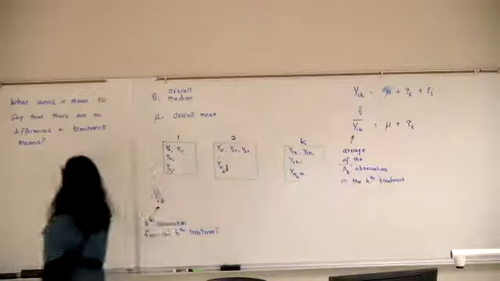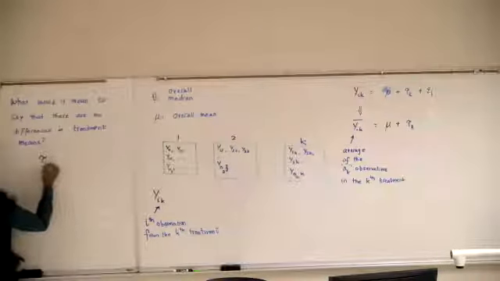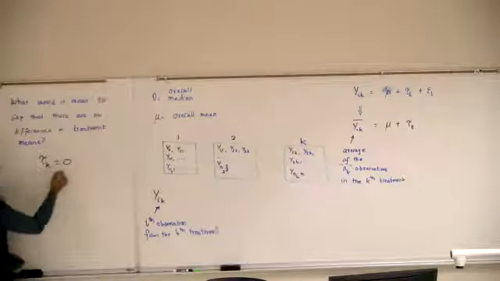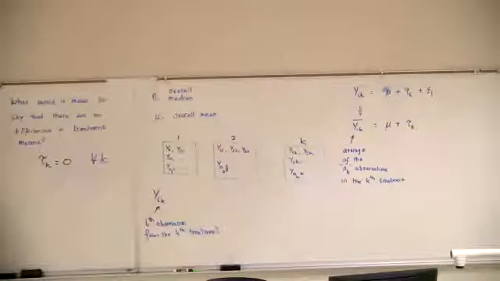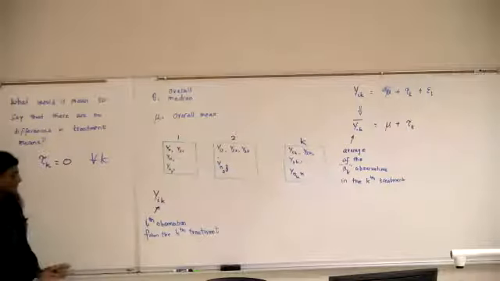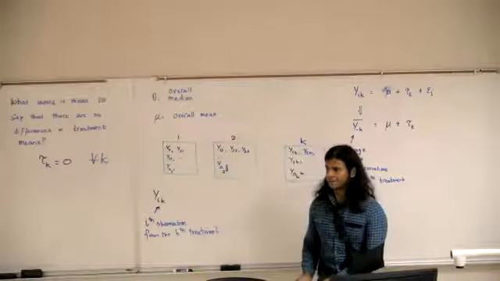So, what would it mean if there are no differences in the treatment means? Tau K would be 0 for all K. Yes, that is one of the tests that we can do. But what is another way of looking at it?